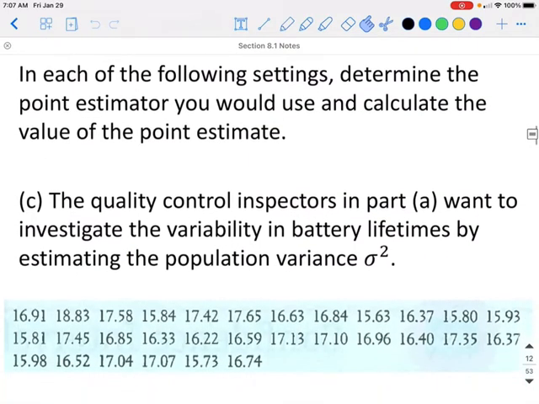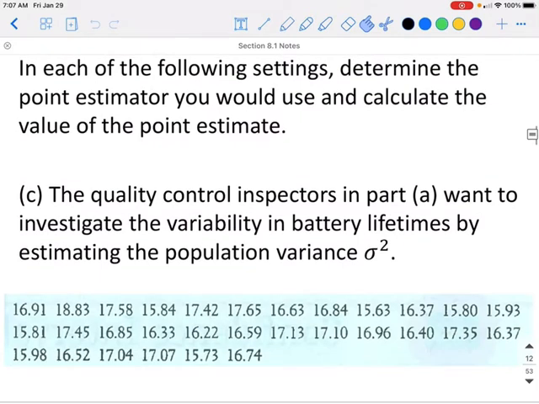The quality control inspectors in A, when we were talking about the batteries, want to investigate the variability in the battery's lifetime by estimating the population variance, which is your standard deviation squared. So for this one, we're going to use the sample variance, which is the standard deviation of just the sample squared, as a point estimator for the population variance, sigma squared. For the battery life data, our point estimate is that the variance for the sample is 0.508.